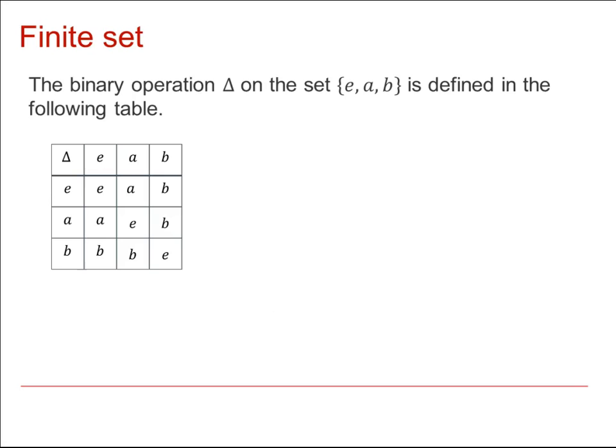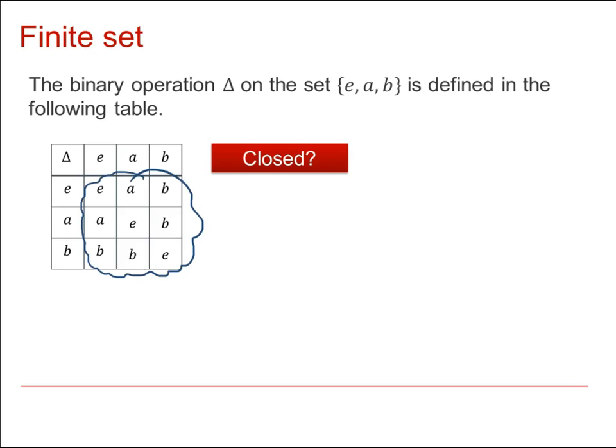Of course, if it's going to be a group, it needs to satisfy each of the group axioms. So firstly, we need to check, is it closed? Well, yes, we can see that for all elements, the result of combining them is one of E, A, or B. So yes, it's closed.